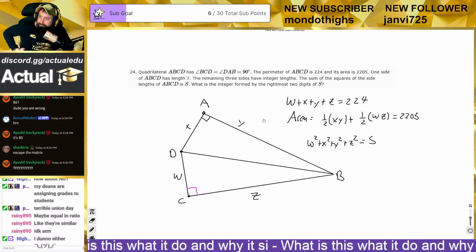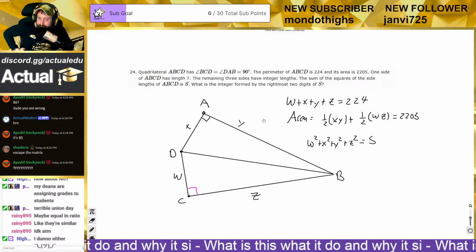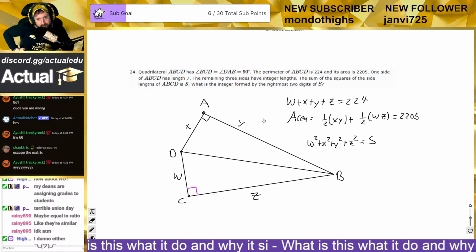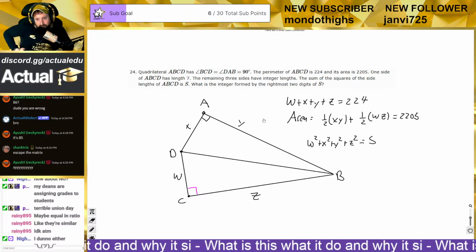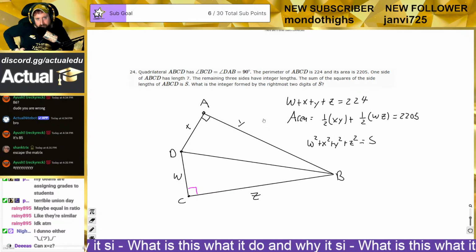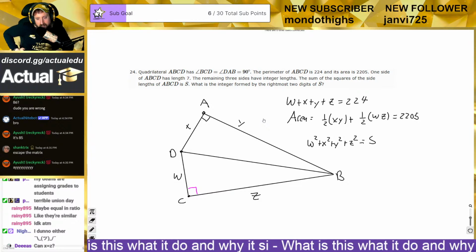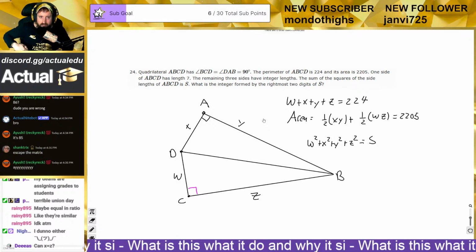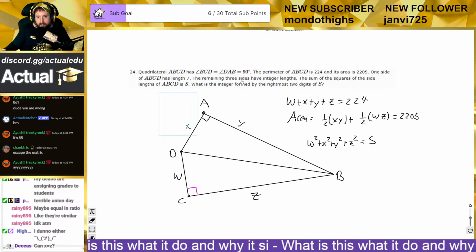Okay, Chantrix, I need a hint. I've been banging my head against this for like 10 minutes. Can X equal Z? I kind of like that. Yeah, let's try that.